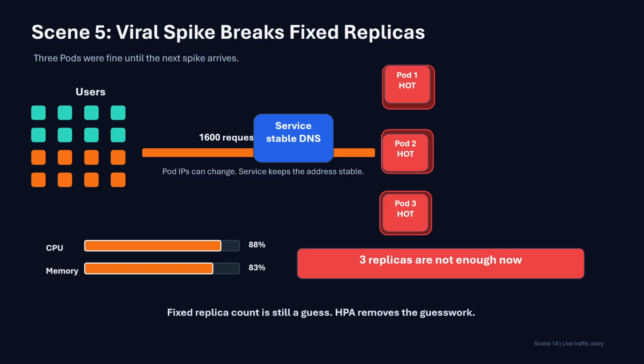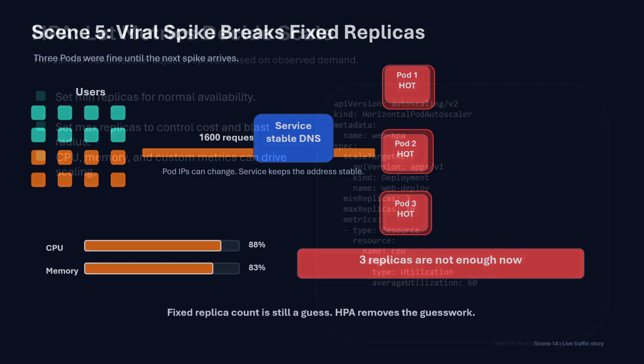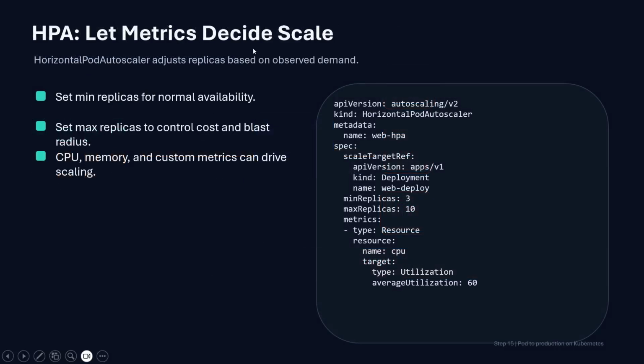This is guesswork. To solve the guesswork, a concept called HPA, horizontal pod autoscaler, came into the picture. Now let metrics decide the scale. Horizontal pod autoscaler adjusts replicas based on the observed demand. What I am mentioning, just look here. Clearly I am specifying here: create a horizontal pod autoscaler, and the name of the autoscaler is web-HPA. And here this is the target value or threshold value I have given. What is the threshold value given? Average utilization is 60%. Also I have mentioned minimum 3, maximum 10.